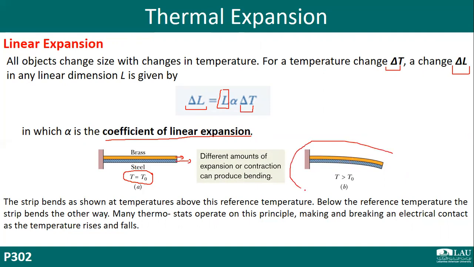Now, if we check the bending here, we are sure that the steel has a greater linear expansion. So if they have the same length and the same difference in temperature, why does the steel have a greater delta L, a greater linear expansion? It's related to alpha. Delta L is directly related to alpha. As alpha increases, so the greater the coefficient of linear expansion, the greater the delta L.